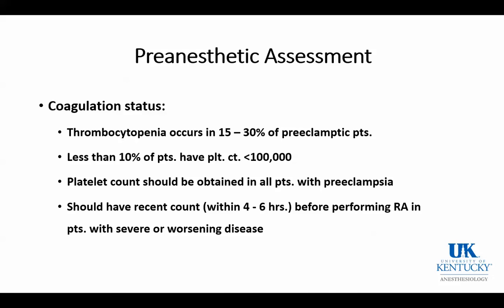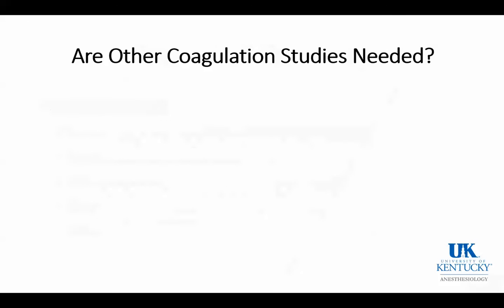So in those patients, I recommend that you have a platelet count from anywhere from 4 to 6 hours within the last 4 to 6 hours before going ahead with neuraxial anesthesia. What about other coagulation studies? Do we need to do coags, PT, PTT?